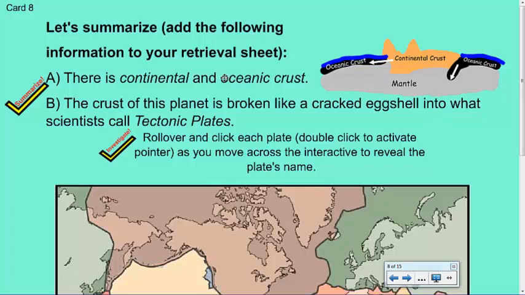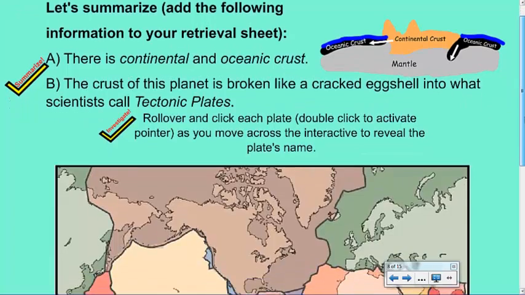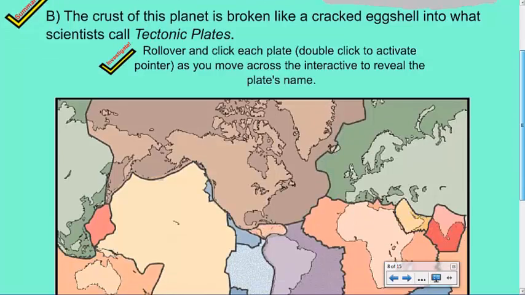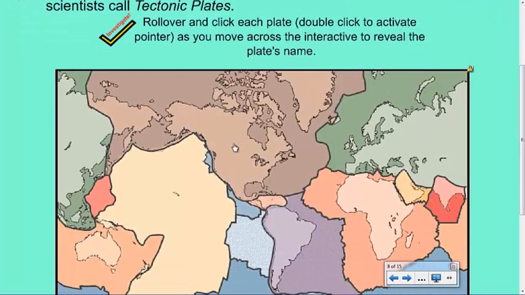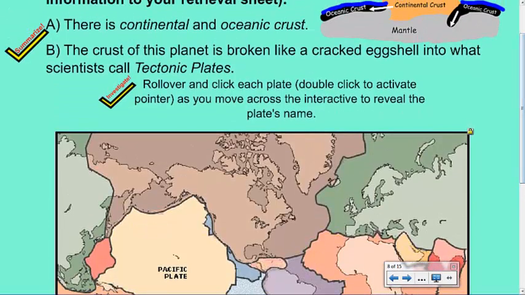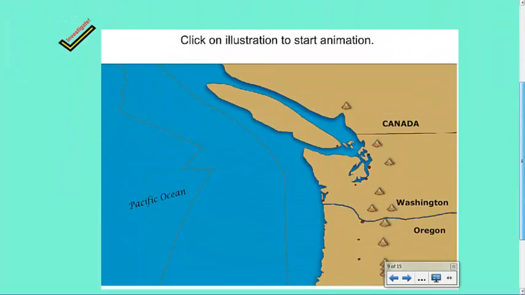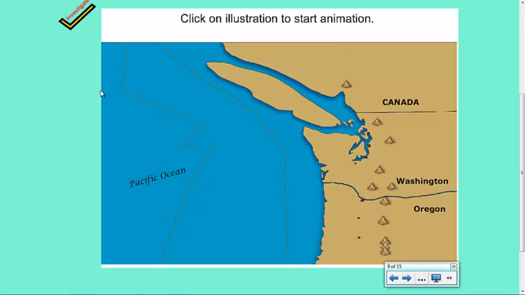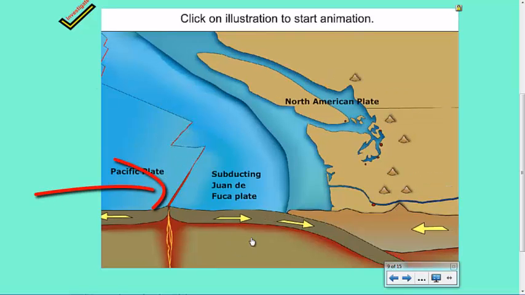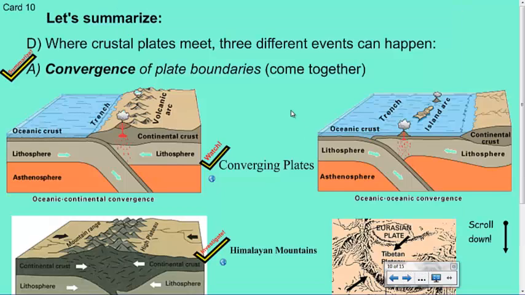Then there's some summary cards. A, continental and ocean crust. B, crust broken into plates, tectonic plates. There's a rollover for them to go through to take a look at naming the plates. And then C, at the plate boundaries, seafloor spreading. And we can see right in here, for example, if they click on this, they can see it spreading right off the west coast of Canada, Vancouver Island again, Canadian content. And it continues to summarize all of the information.